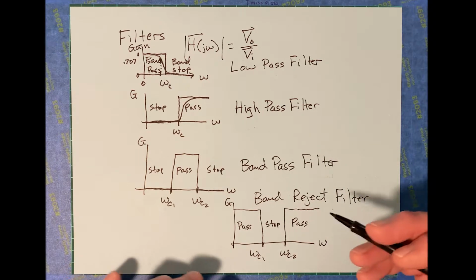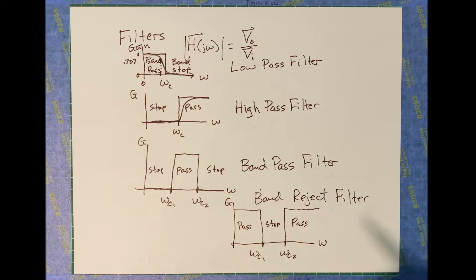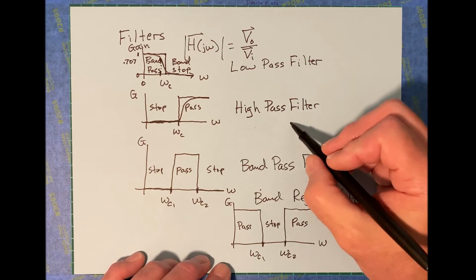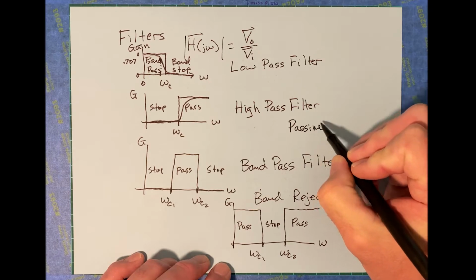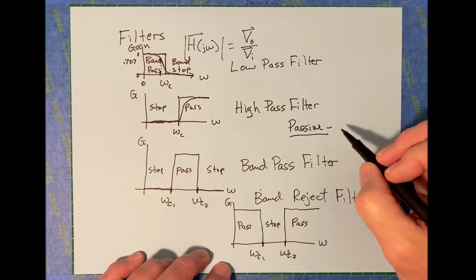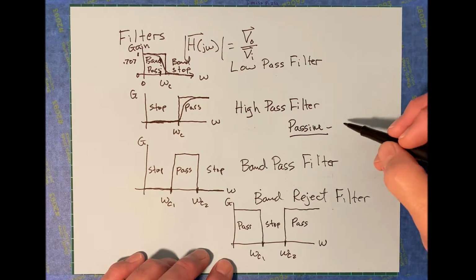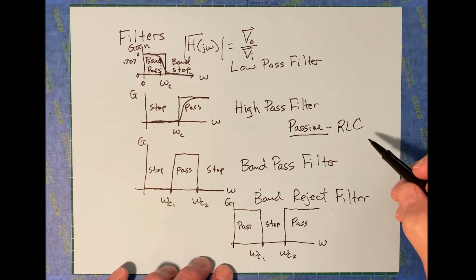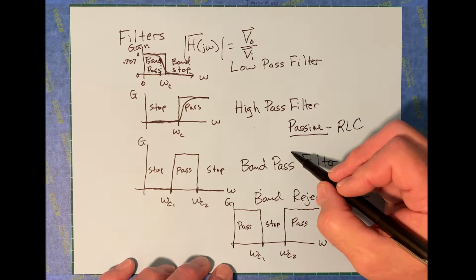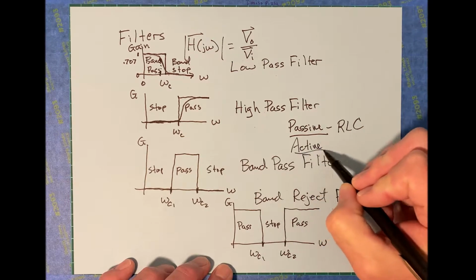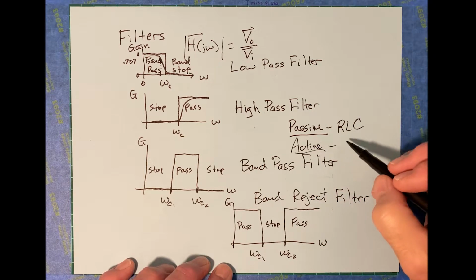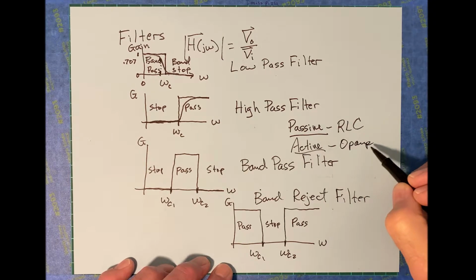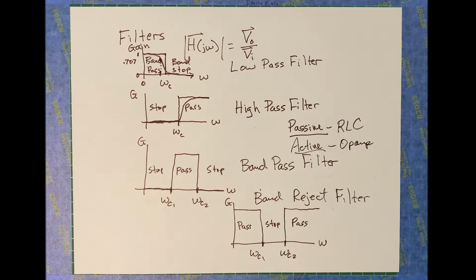Now, all the filters that we're going to talk about are considered passive filters. The reason they're considered passive filters is because they involve the passive elements that we've used throughout the whole semester. So that's the RLC components. Those are the passive components. That's opposed to active elements. Active elements would be things like op amps or transistors, or some other type of element that can generate its own energy, whereas an RLC component can't do that.